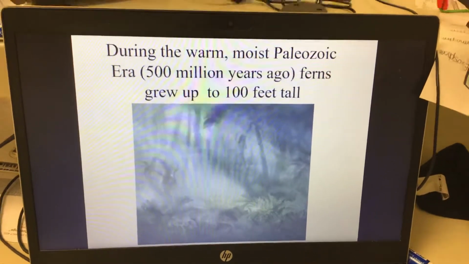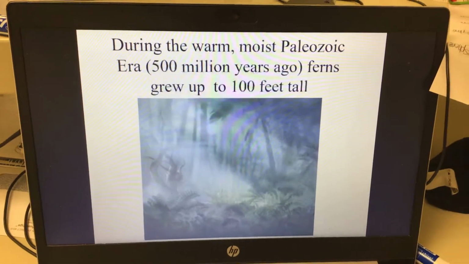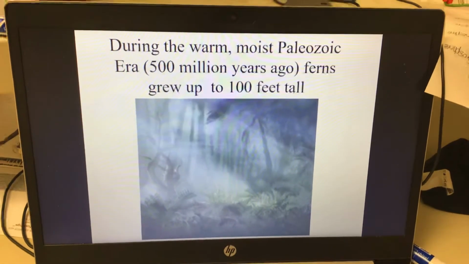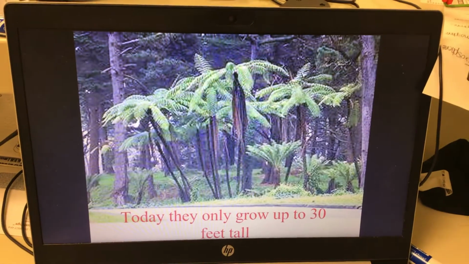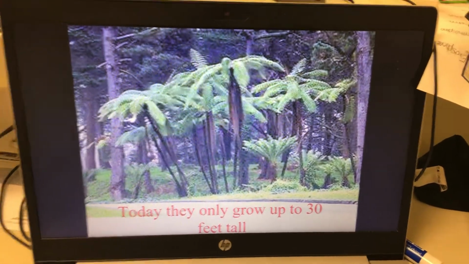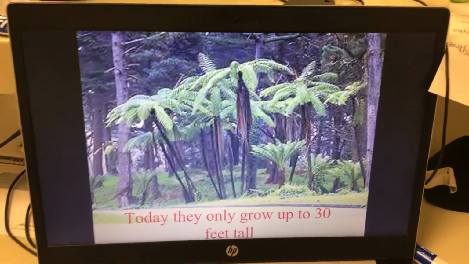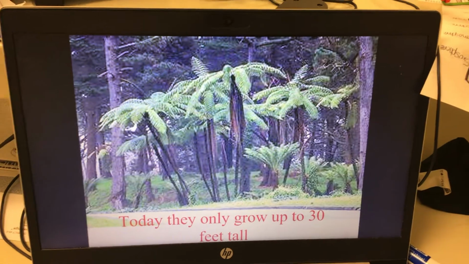And in a lot of places, the weather and climate was different than it is now. It was much rainier and wetter. Write this down. Today, they only grow up to about 30 feet tall. So the ferns we have today are nothing size-wise like the ones from millions of years ago.